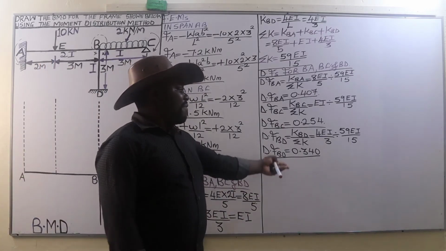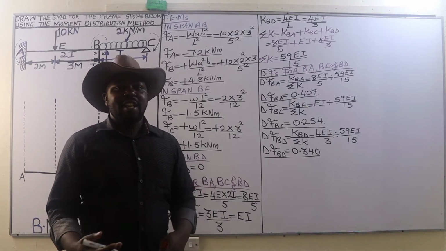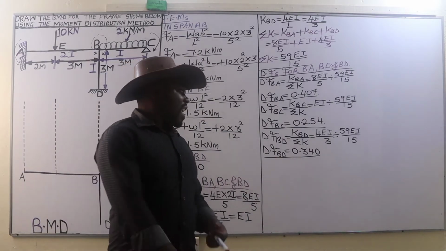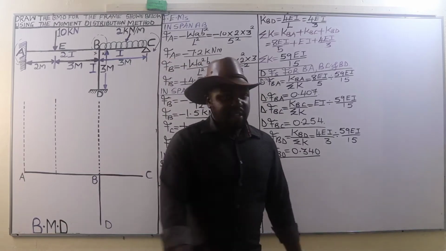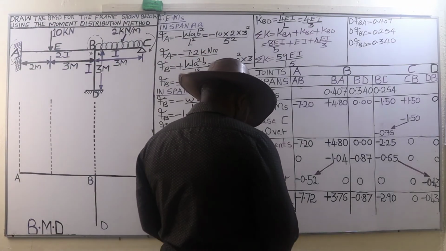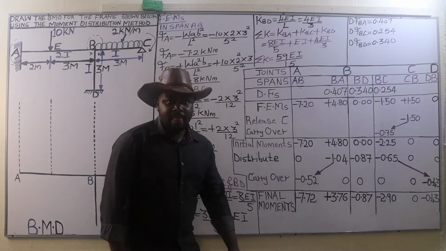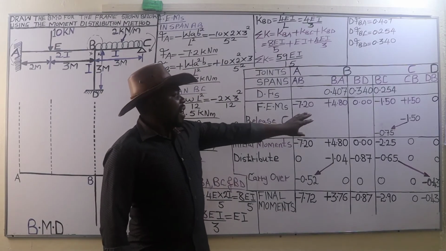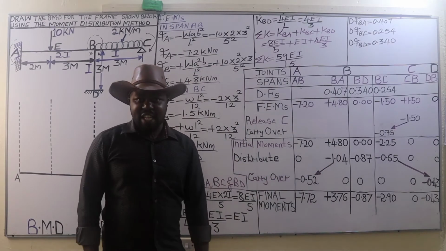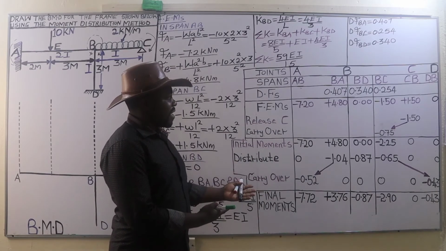So the next thing will be plotting our distribution table. We distribute until we get the final moments, which will help us to plot the bending moment. Done. Very good. So this is how our distribution table is going to look. I have just decided to complete it to save on time because it takes time to fill it, so I'll just explain what you are expected to do.